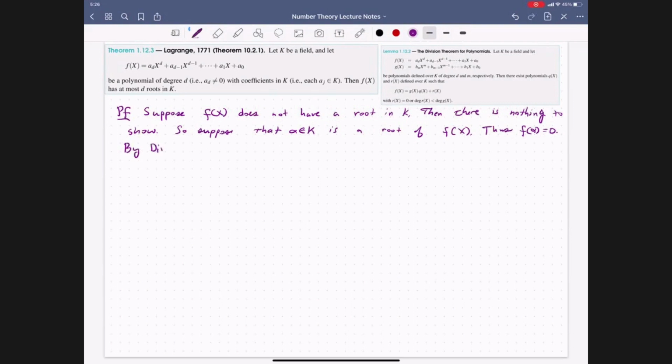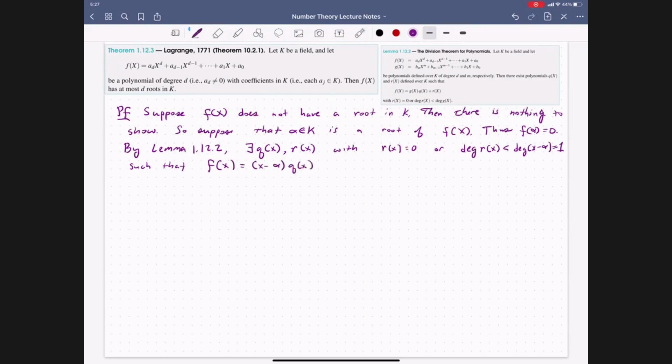By the division theorem, specifically lemma 1.12.2, we have that there exist polynomials q of x, r of x, with r of x being equal to 0, or the degree of r of x being strictly less than the degree of x minus alpha, which is equal to 1, such that we can write f of x as x minus alpha times q of x plus r of x.